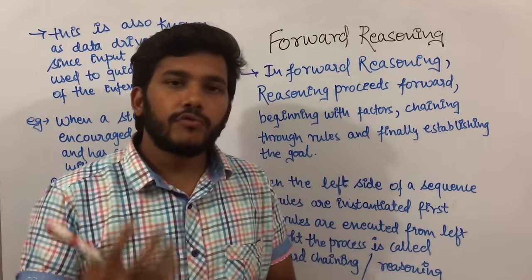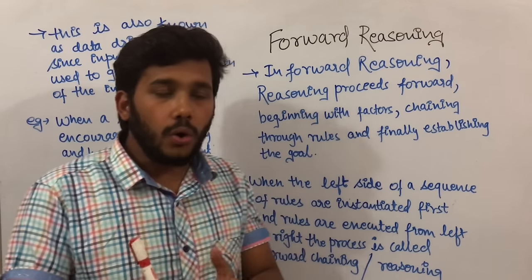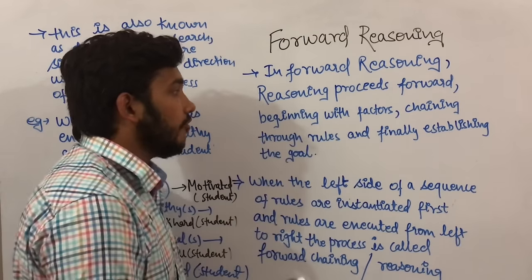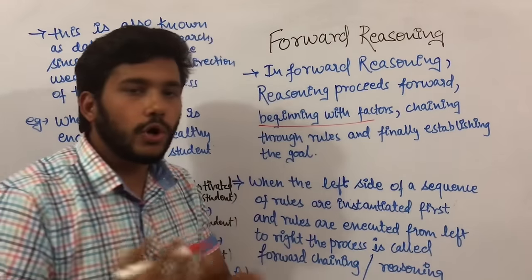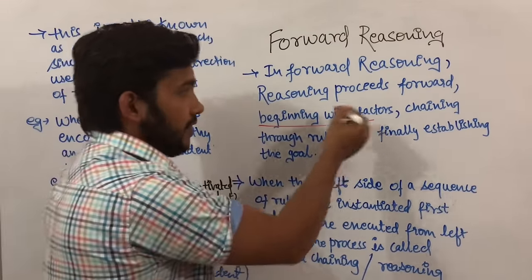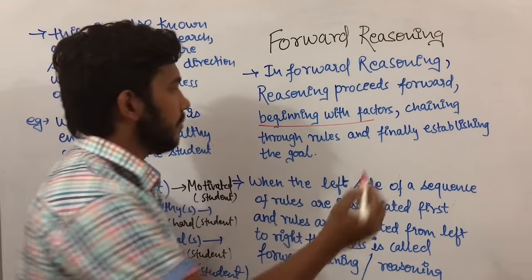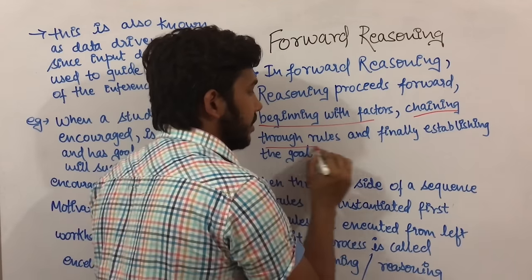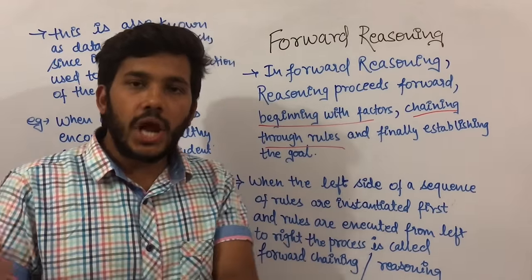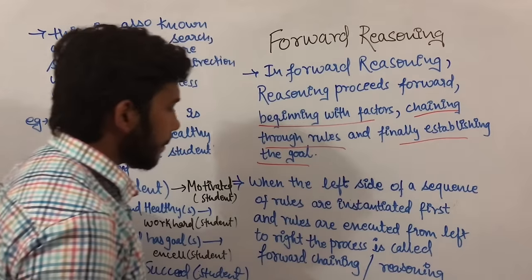As the name suggests, forward reasoning will proceed forward. Now how will it proceed forward? First, it will begin with the facts. If you want to proceed forward, first you will collect the facts. Once the facts are collected, then you chain these facts with rules. And when you have chained the facts with rules, finally you will establish the goal.